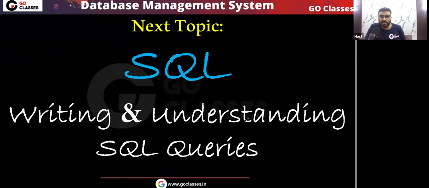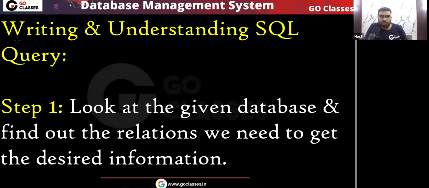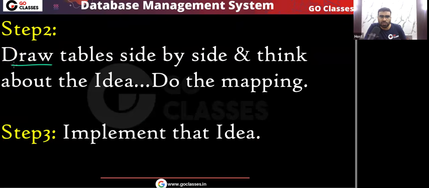Now let's see writing and understanding SQL queries. Let me tell you some simple steps to write and understand an SQL query. If an SQL query is given to you in the GATE exam, how do you understand it? These are the steps. Look at the given database. First, look at the given database and decide which tables you need for the information you want. That is step number 1: decide which tables you need for your desired information. Step number 2: draw the tables side by side and think about the idea. Do the mapping, and finally implement the idea.